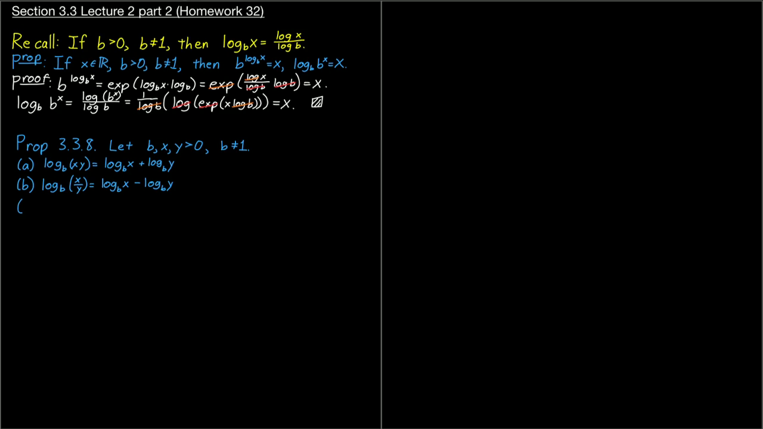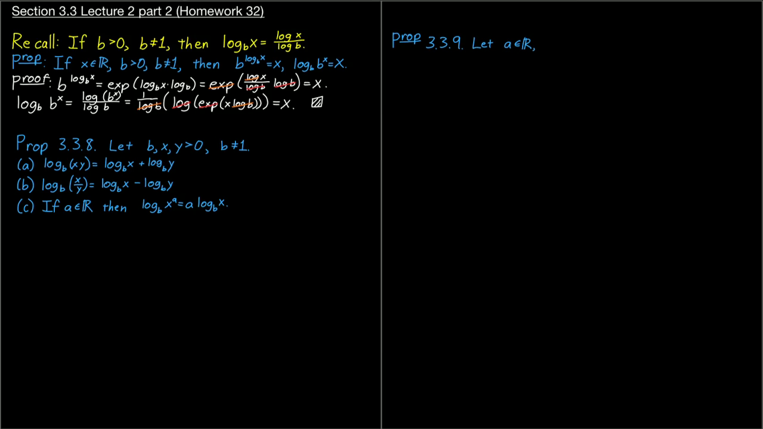Log of a quotient is a difference, and part C is that if A is a real number, doesn't need to be positive, then logarithm x to the A is A times a logarithm of x. Here's another proposition that's a little bit more interesting and might tie into some definitions of E you might have seen in the past. I know this is how I first saw the number E defined.